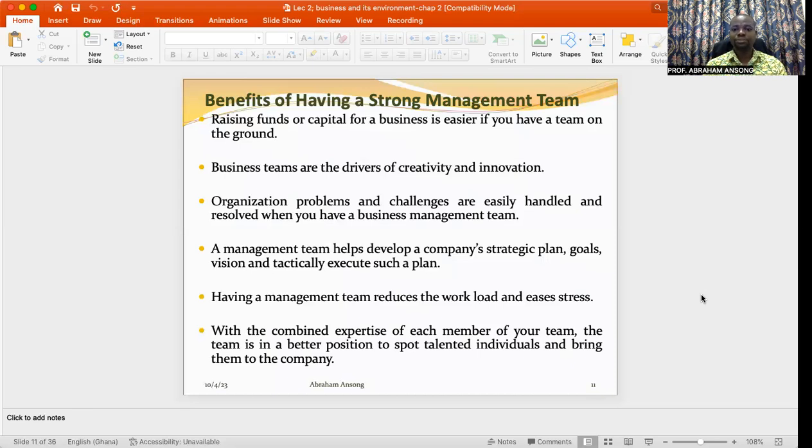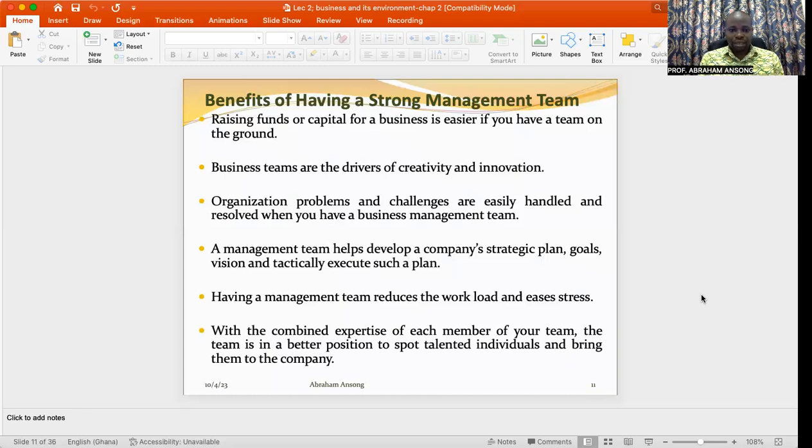Having a management team reduces workload and eases stress. This is very, very important. If you're currently operating as a sole proprietor, as I indicated, it is about time you start thinking about having a management team in place. As a sole proprietor, you may be able to get all the profits when they do come, but it goes with the cost of your health and the stress that you have to go through. But if you have a team in place, even when you are sick, your team might be able to run the business organization whilst you are away resting. So it's important. Management teams will help in reducing the workload and the stress of entrepreneurs and other business managers.